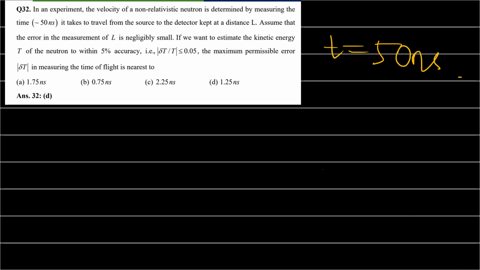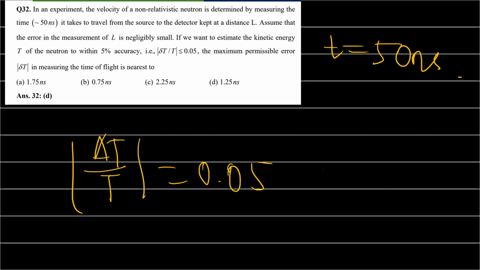Now, if you want to estimate the kinetic energy T of the neutron to within 5% accuracy, that is del T by T is nearly equal to 0.05, find the maximum possible error del t in measuring the time of flight. So this is not capital T, this is small t. Time is in small t and capital T is kinetic energy. So now we know kinetic energy T equal to half m v square.